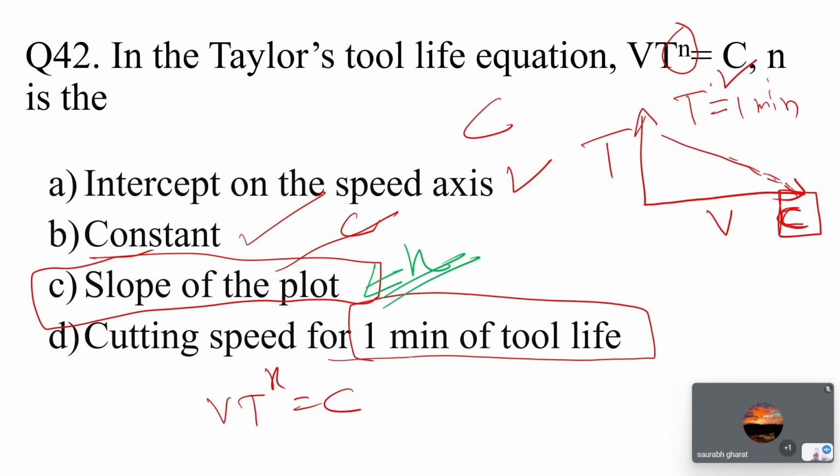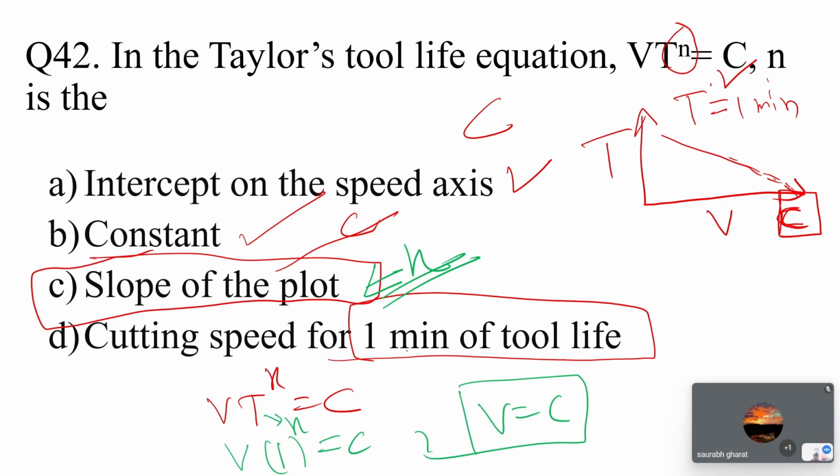Again, cutting speed for 1 minute of tool life. So this is our equation, and your T is 1. We have V. What is your T here? This is 1, 1 raised to N. Anything raised to 1 is 1. So what will it be? V is equal to C. Again, this is cutting speed for 1 minute of tool life.